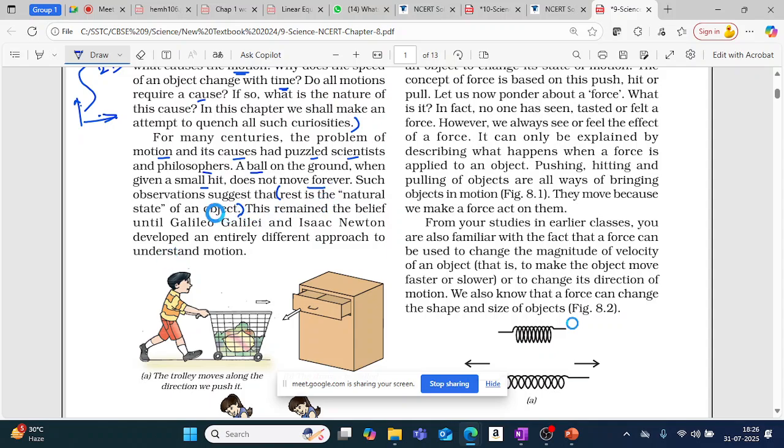So why is the ball stopping after some time? You start the swing, it is swinging for some time and then finally it comes to a stop. They thought that rest is the natural state of an object. So that's why it is coming to the natural state after some time. So this remained the belief until Galileo Galilei and Isaac Newton.